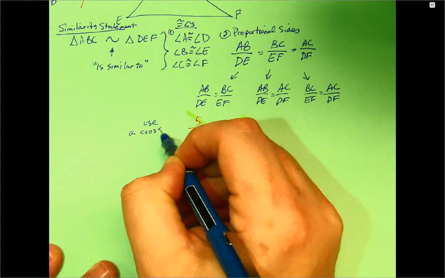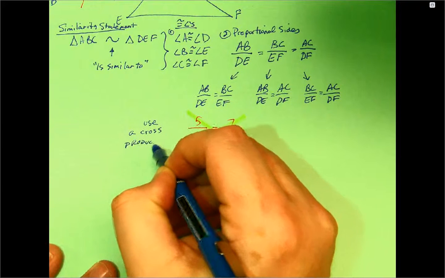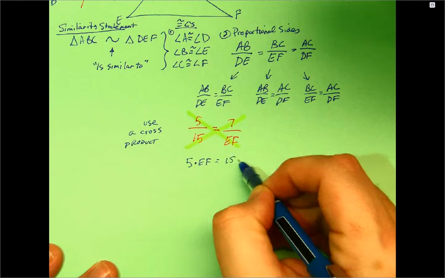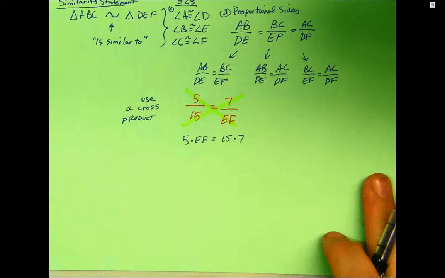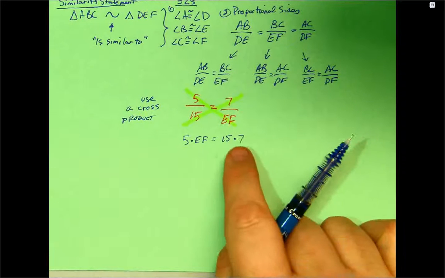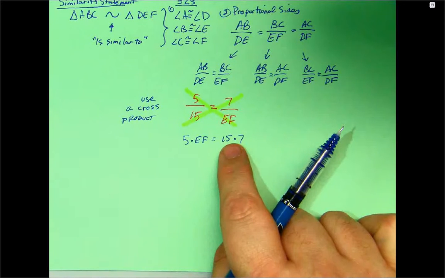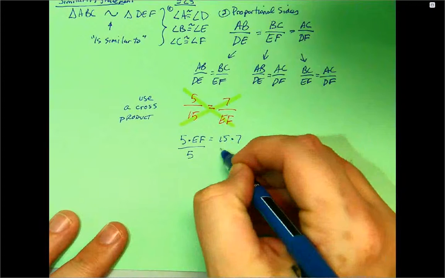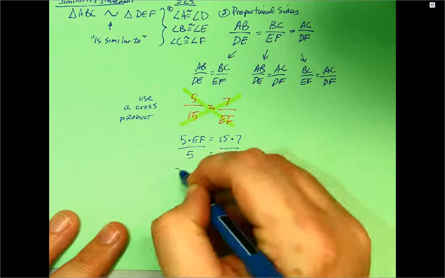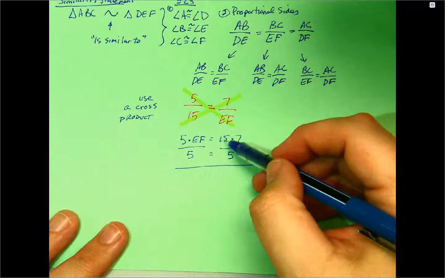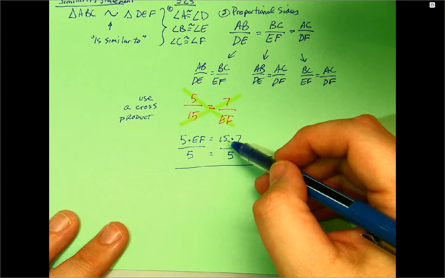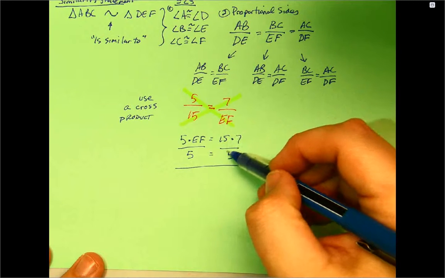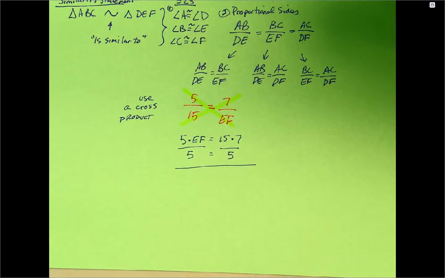Five times EF is equal to 15 times 7. Now, I'll just tell you this. Don't worry about multiplying 15 times 7 yet, because we want to keep things factored. Divide that by 5. Can 5 divide into 15? How many times? 3. So 5 divides into 15.